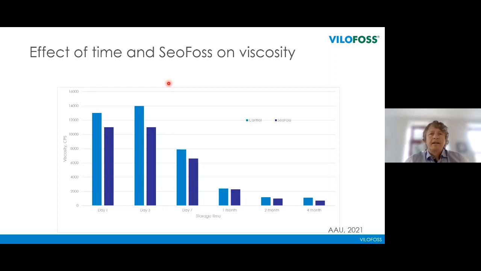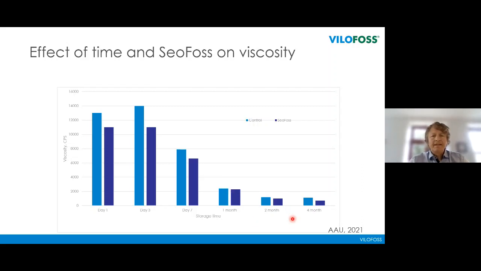We also investigated how long it took before we were able to observe the differences, and actually the difference was observed almost immediately. Here we have tested the viscosity over a period of up to 4 months, and at all these test days there was a higher viscosity in the control values, the light blue, compared to the Seofoss values, the dark blue, already from day 1, and the difference is maintained for all 4 months.